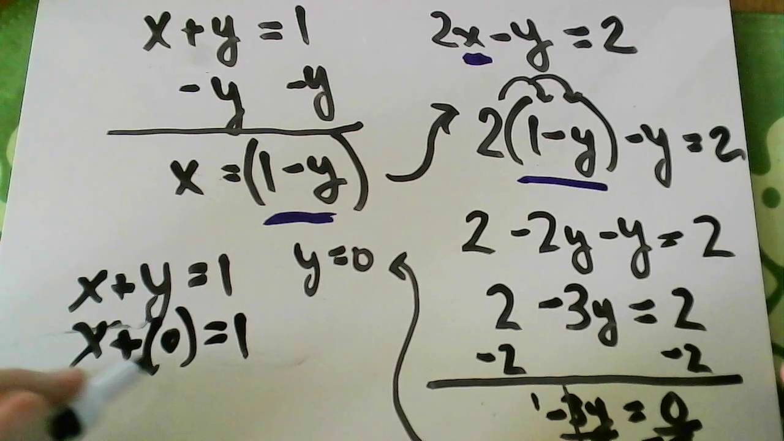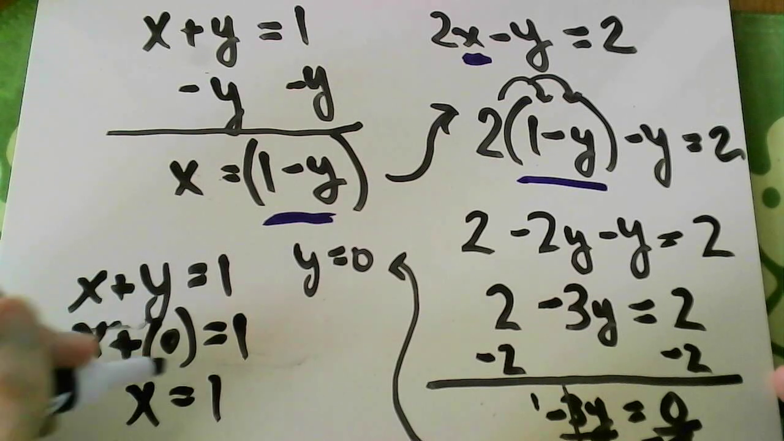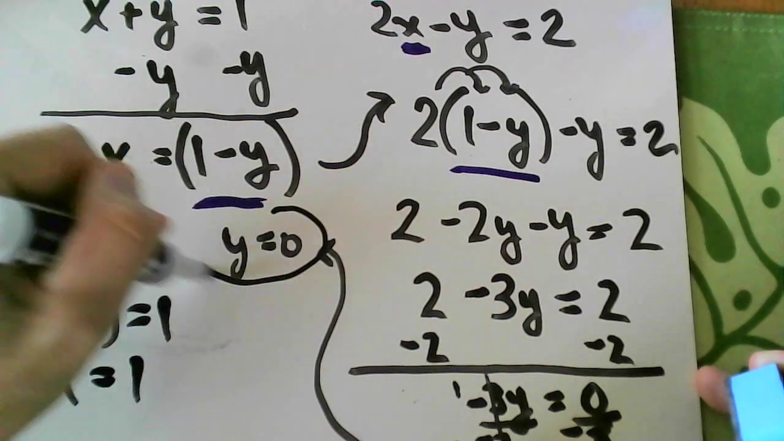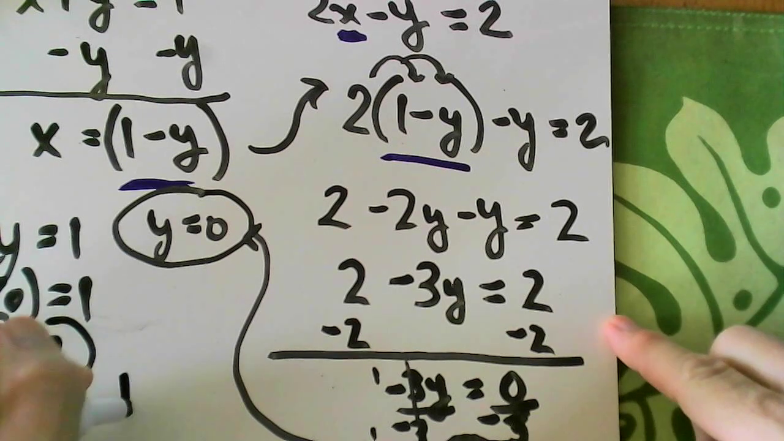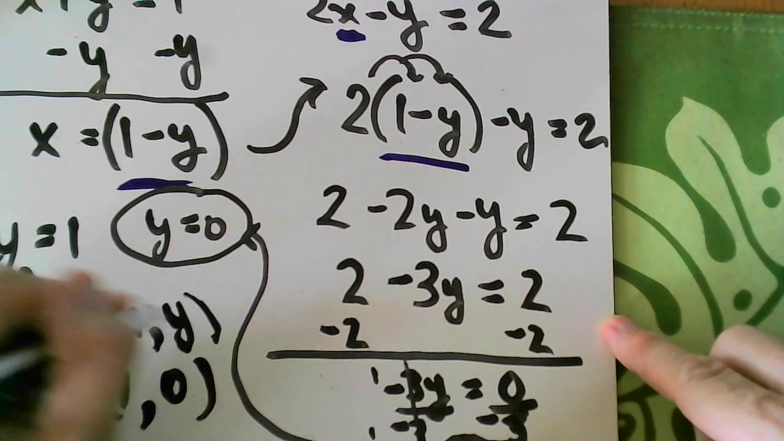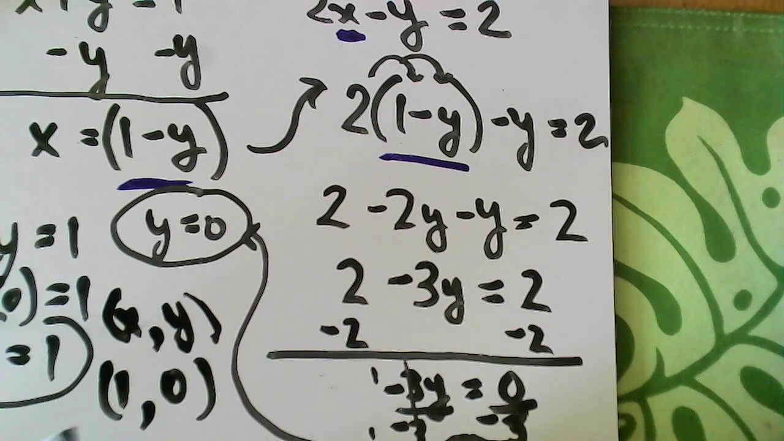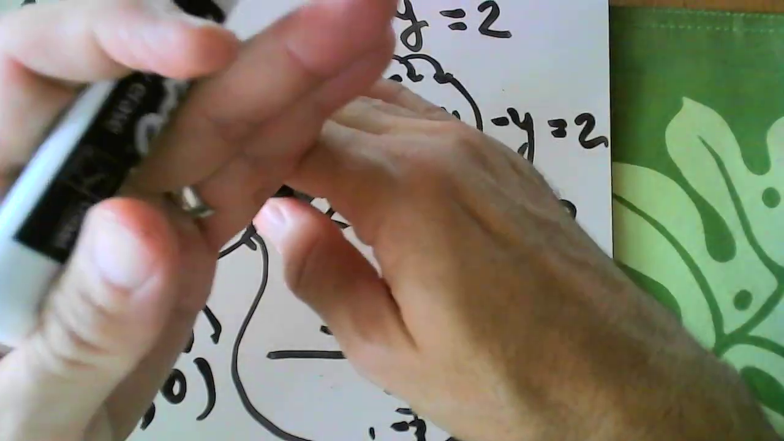So I have x plus 0 now equals 1, so x equals 1. So what I know now is that y equals 0, x equals 1, so my solution as an ordered pair is 1, 0. Remember, it's always x, y in alphabetical order. So my solution is 1, 0, which is the same thing I got when I graphed it. It means these two lines intersect at 1, 0.